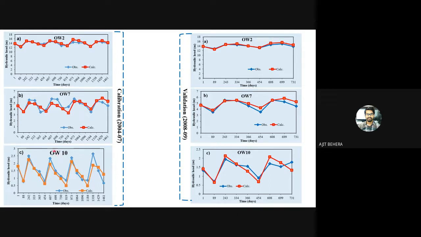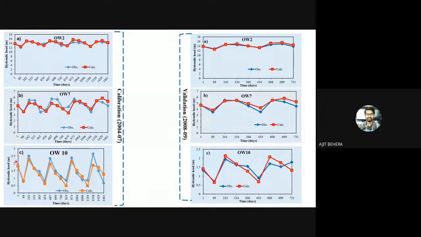Observation well 10 is very close to the sea, close to the Bay of Bengal or coastline. Observation well 7 is away from the sea, and we can say it is the intermediate zone of the model area. And observation well 2 is far away from the sea coast. So here we can see how hydraulic head varies from observation well 2 to 7, then 10.